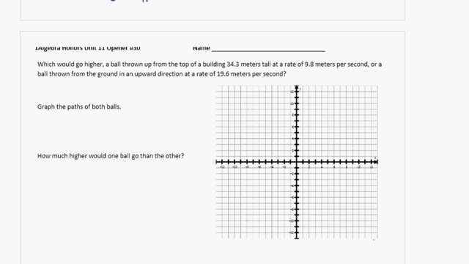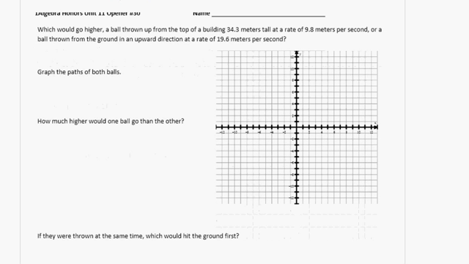Which would go higher? A ball thrown up from the top of a building 34.3 meters tall at a rate of 9.8 meters per second, or a ball thrown from the ground in an upward direction of 19.6 meters per second. So which goes higher? I don't know. It says graph the path of both balls and then figure it out. So let's graph each of them.